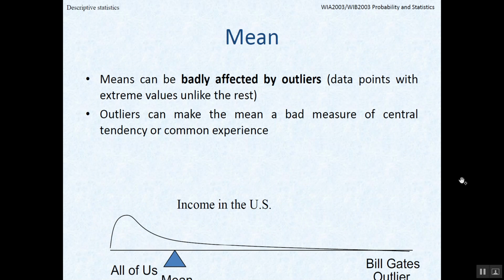And then some characteristics of mean. Some bad things about mean: mean can be badly affected by outliers. So what is an outlier, right? An outlier is a value that might be far from the usual value that we get for that particular observation, right? For example, in our class, we might have an outlier.